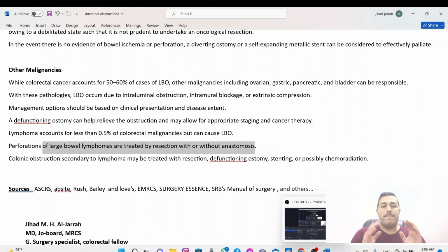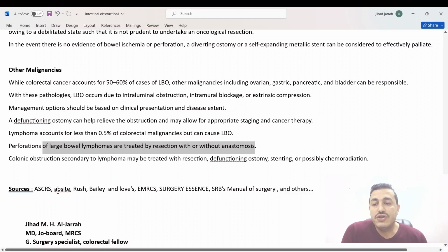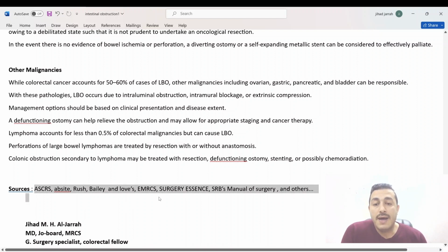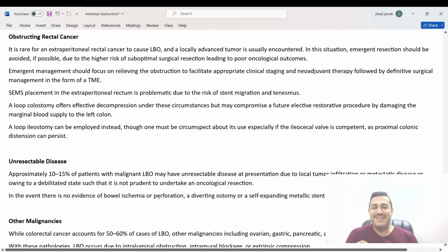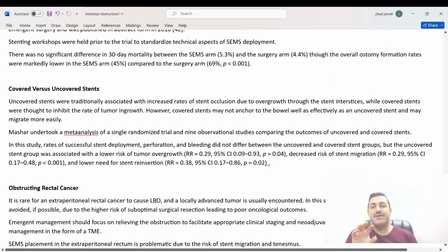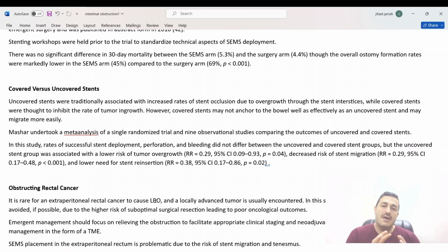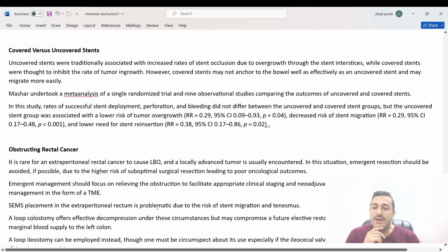Okay, thank you. We reached the end of this lecture. These are the literatures I got my information from. I know that some part of this lecture, especially the covered and uncovered stent, I didn't deliver the information very nicely. I told you because they are not explained well in this literature. I hope you can focus on this topic in another literature.